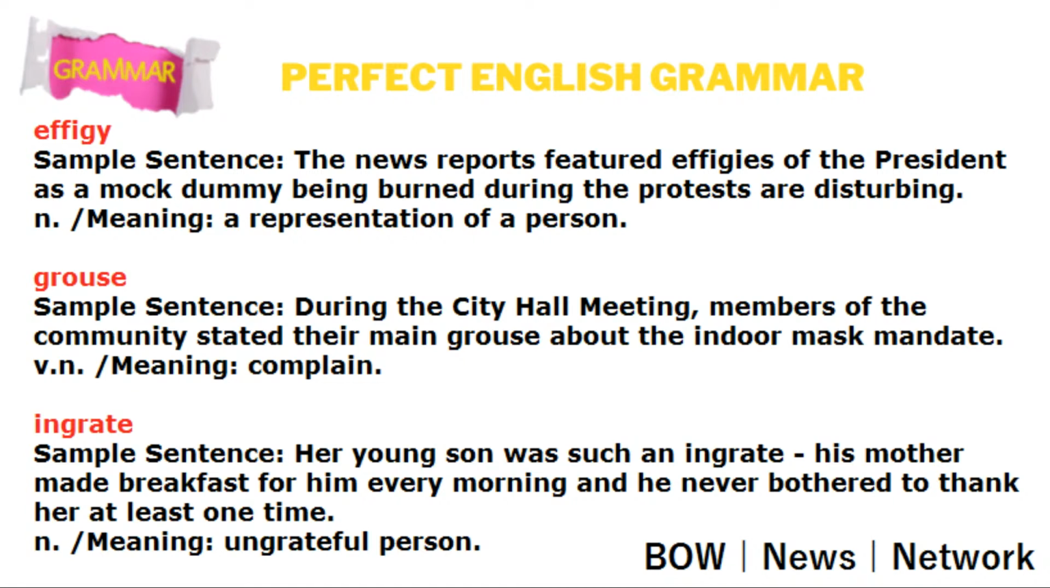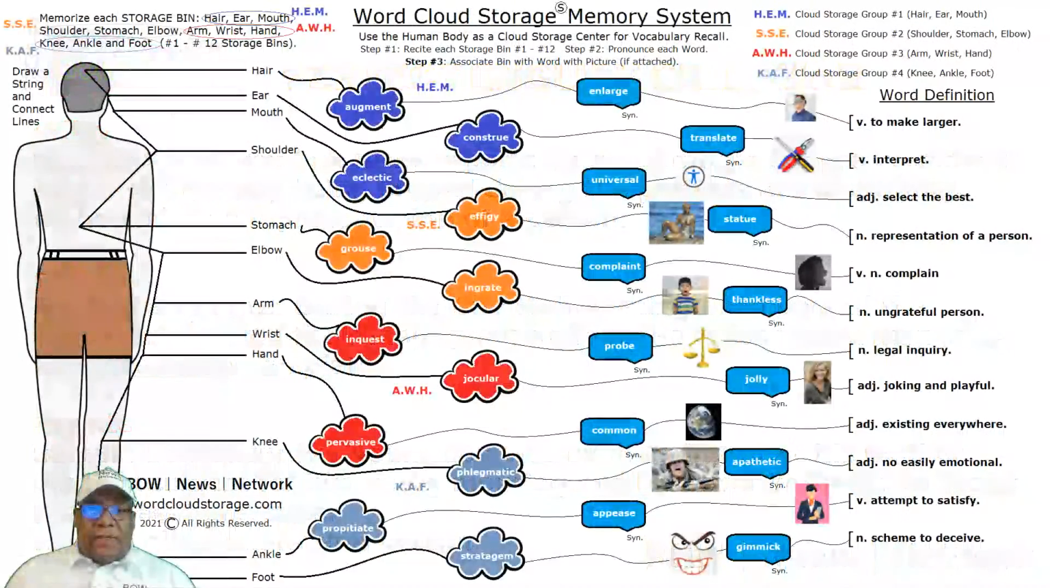Ingrate. Her young son was such an ingrate. Here it's being used as a noun. His mother made breakfast for him every morning, and he never bothered to thank her at least one time. Noun meaning ungrateful person. So if we go back to our memory system, we can actually see a screaming child, thankless, ungrateful, and that has to do with ingrate.